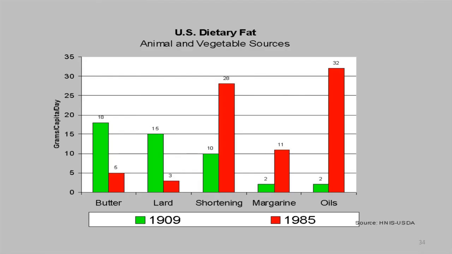Over the past century, butter consumption has plummeted from 18 grams per person a day to 5 grams. Consumption of lard has dropped substantially, while the use of shortening has almost tripled. In 1909, shortening was a natural product made with coconut oil and lard. Shortening used today is made out of partially hydrogenated vegetable oil. Consumption of margarine made with trans fats has gone up 5-fold, and vegetable oils more than 15-fold.